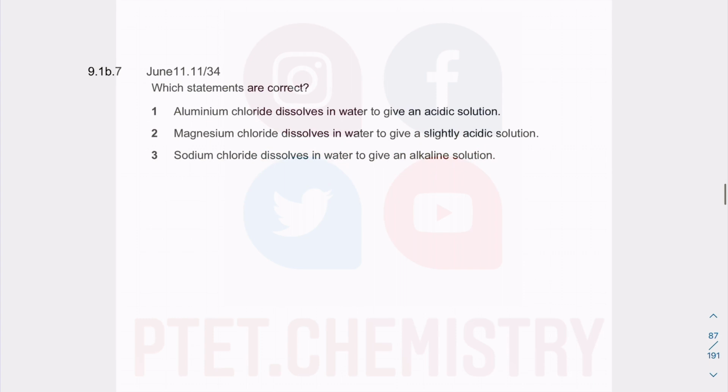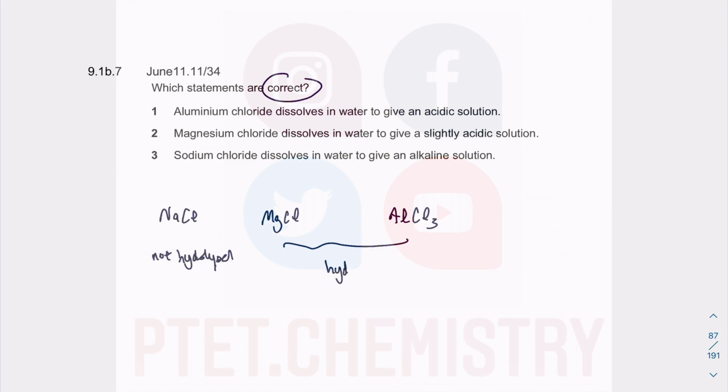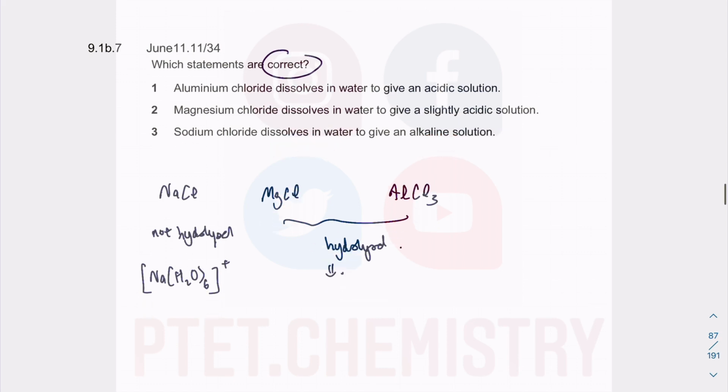Moving on to the next question, this is all about the chlorides of the third period again. So which statements are correct? So we start from sodium chloride to magnesium chloride to AlCl3. If you have NaCl in water, it doesn't get hydrolyzed. But both of these get hydrolyzed by water. So what actually happens is your Na+ is just surrounded by 6 H2O and they are not hydrolyzed. But why do the MgCl2 and AlCl3 get hydrolyzed?